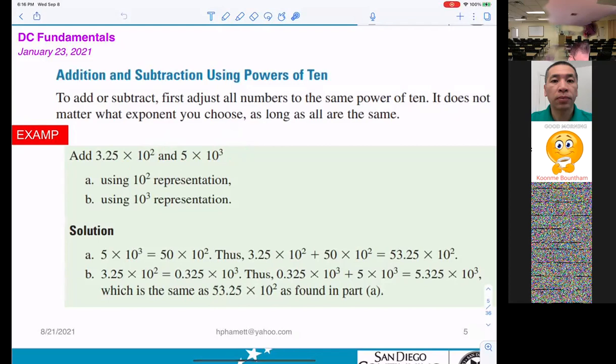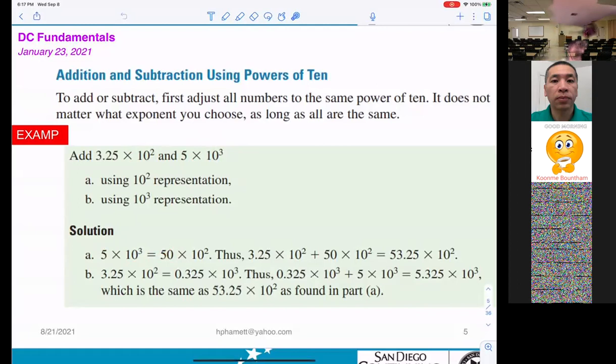So in this example, you can say, I want power of 2. That means you must change that 5 times 10 to the power of 3 to power of 2, then you can add. Or if you want power of 3, you keep this one but you must change the other to power of 3. They've given you the example here. To get power of 2, you go down by one from 3 to 2, so you have to multiply this number by 10. That's why you get 50.